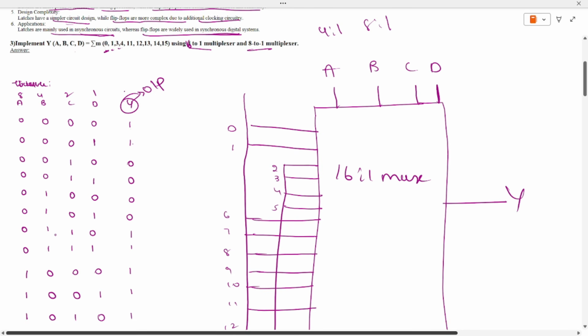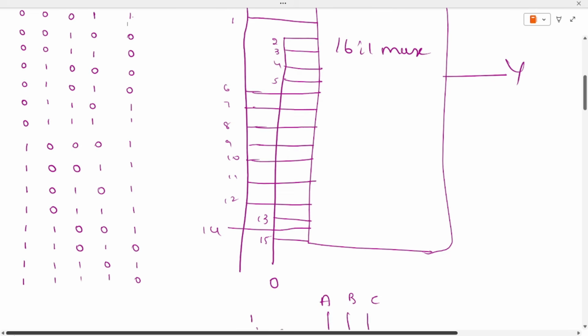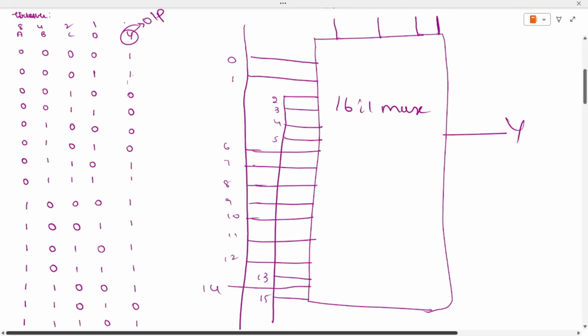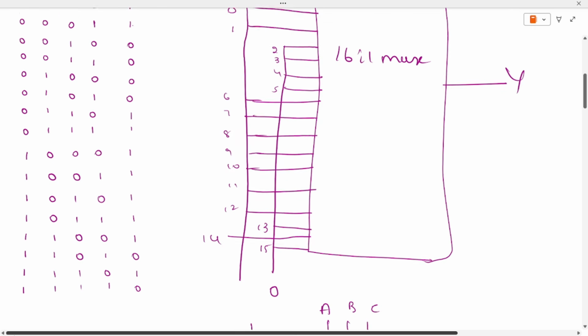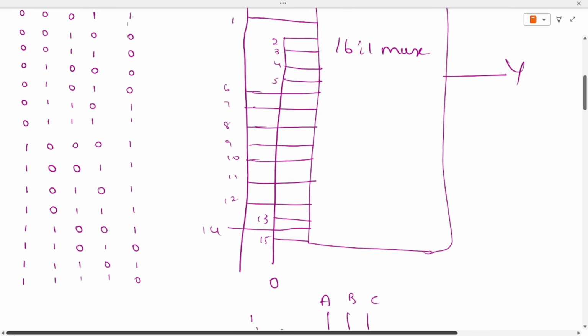Something has gone wrong here. Wait a minute, I'll be checking it. Here 1 2 3 4 5 6, and here it is 11 12 13. 8 2 becomes 14, and next 15 has not been given.